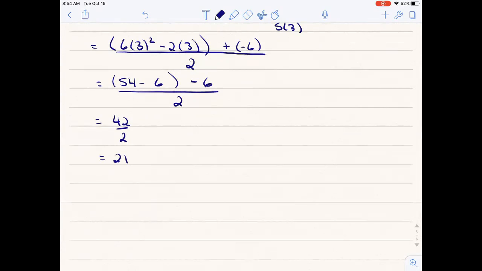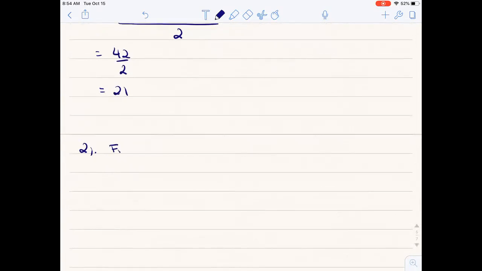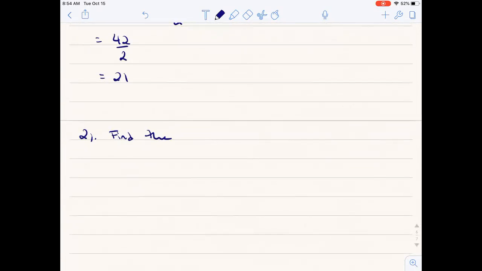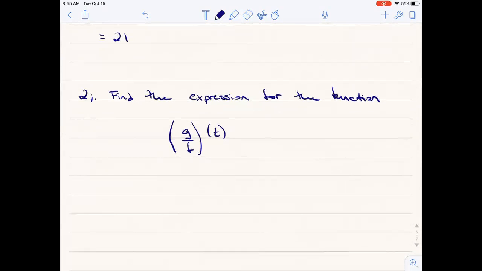Okay, nice. All right, so let's incorporate the domain into this. Find the expression for the function g over f of t and state the domain.